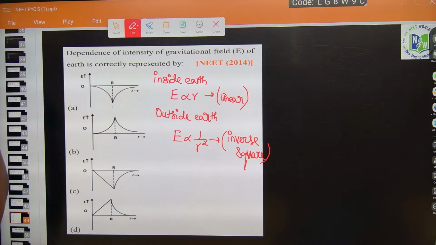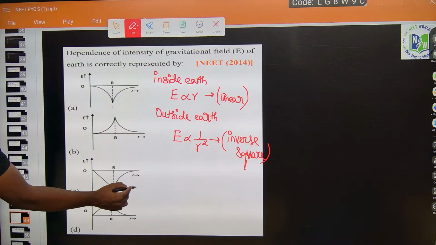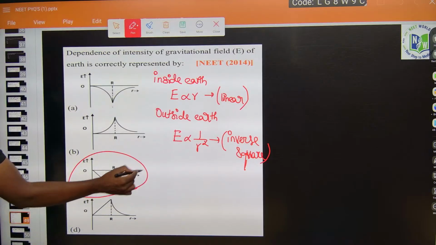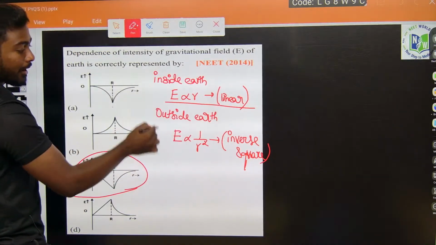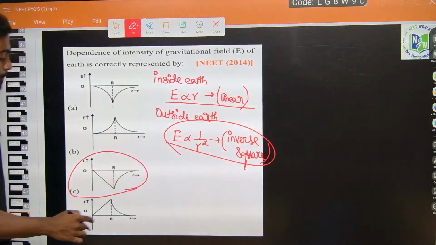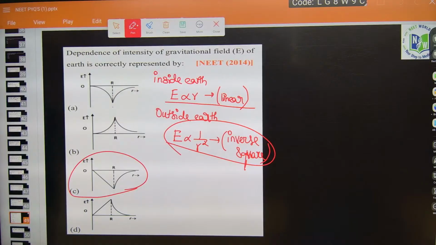Yeah, the answer is C. Correct. Because the first one is linear and the second one is inverse square, right? You are correct. The answer is C.